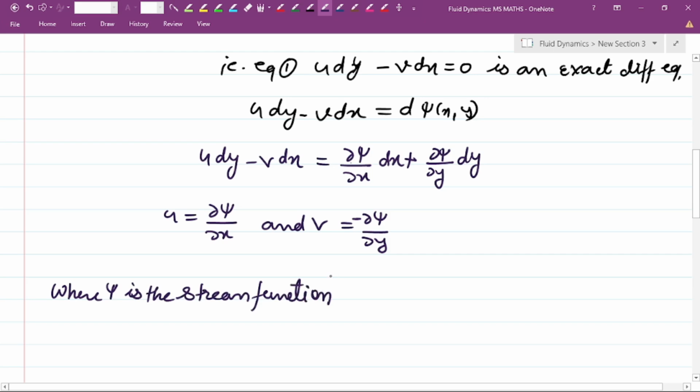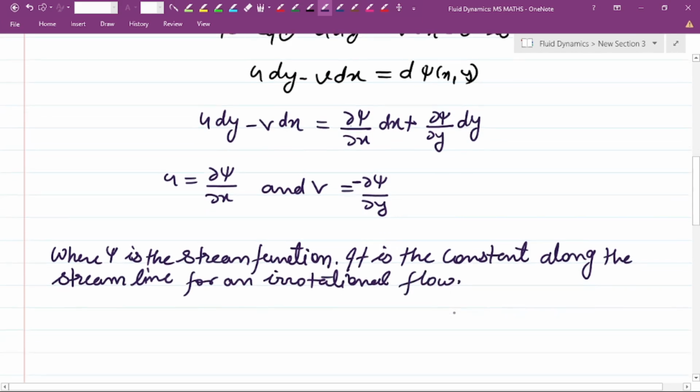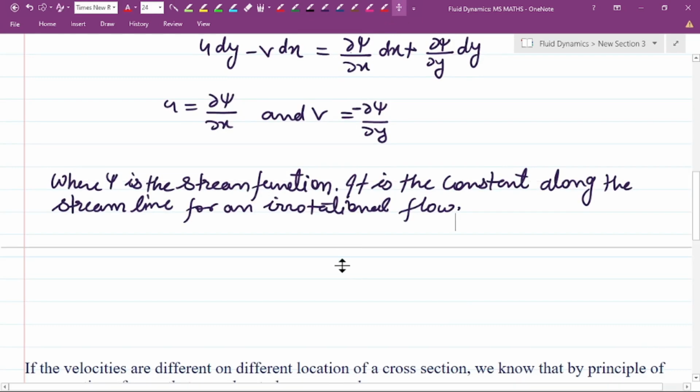The stream function may be introduced such that it is a constant along the streamline for an irrotational flow. It is constant along the streamlines, constant along the streamline for an irrotational flow in 2D.